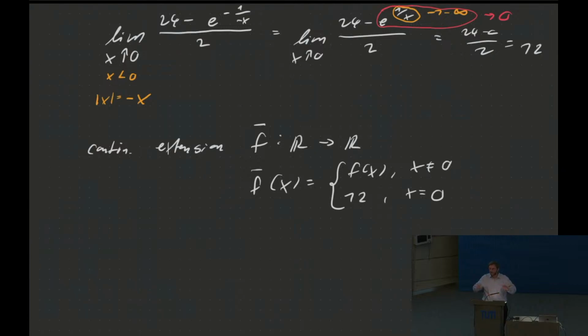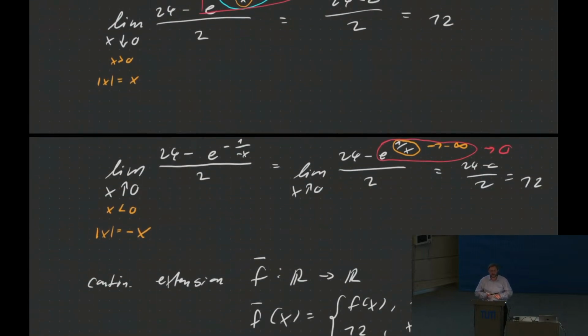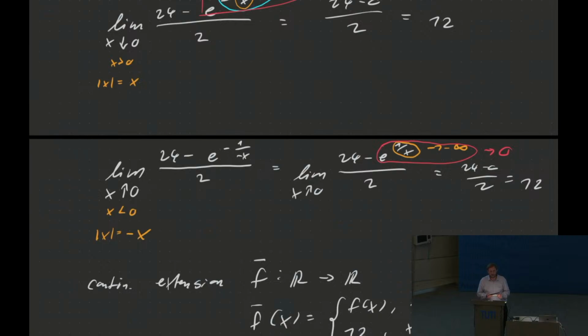All right, questions so far? Yes. If x tends to minus infinity, then what? 1 over x tends to 0. That's right, yes. Sorry? E to the power of 0 is 1, correct.